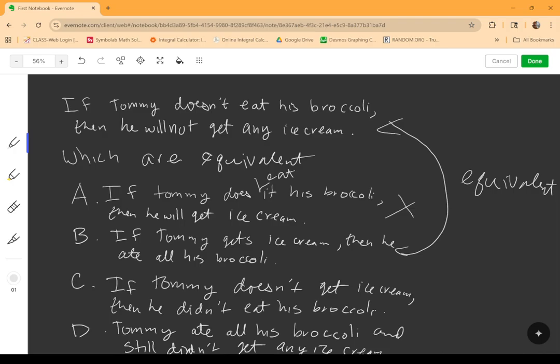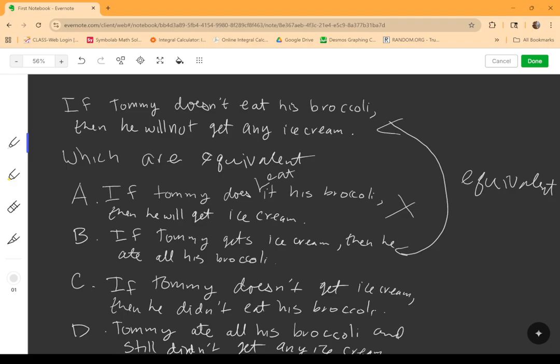Now, if Tommy doesn't get his ice cream, that's the promise, he doesn't get any ice cream, then he didn't eat his broccoli. And again, no, that's not logically equivalent, because the first one is focusing on the promise that he doesn't eat his broccoli, not about getting ice cream.